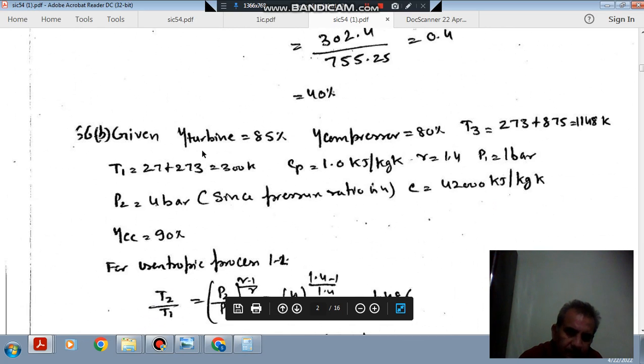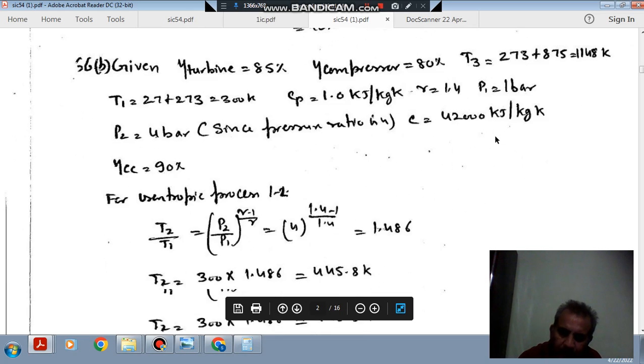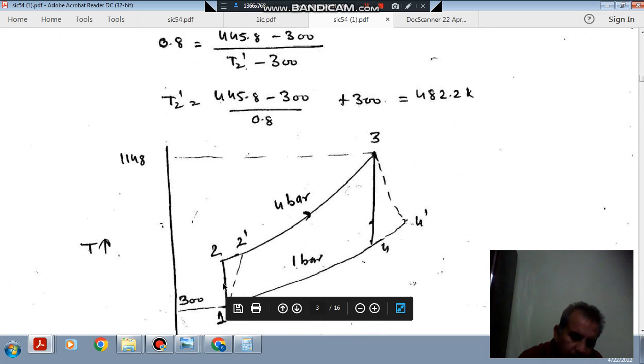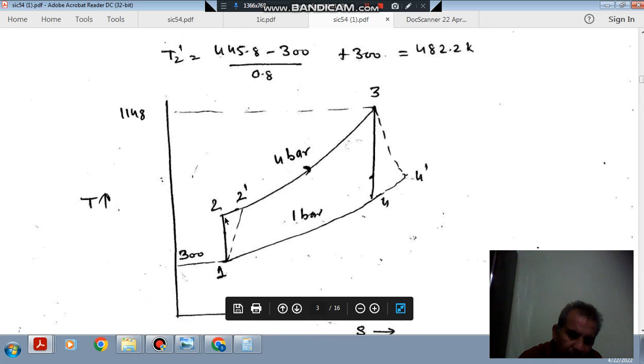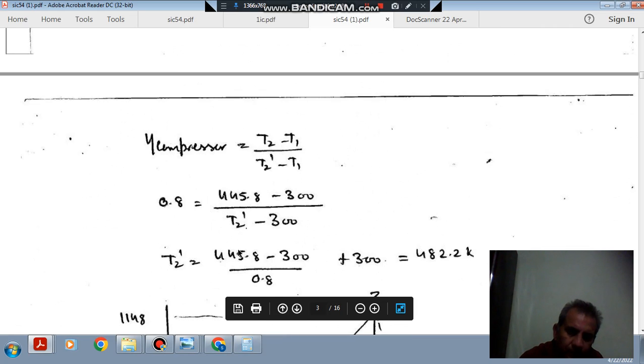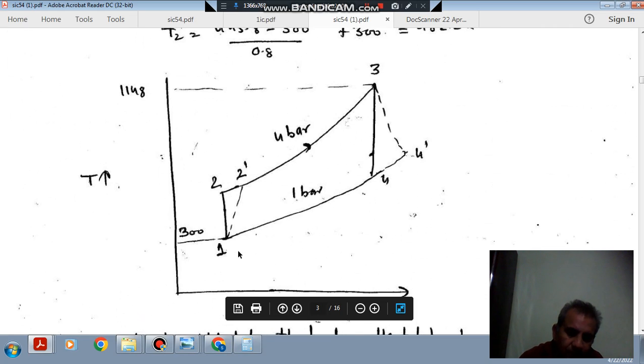Okay, so here the given data are: efficiency of turbine is 85% and efficiency of compressor is 80%. Maximum temperature is for the gas turbine cycle or Brayton cycle. 1-2 is compression, 2-3 is heat addition, 3-4 is expansion, and 4-1 is heat rejection. That is the ideal process, and the actual process is shown by the dotted line.